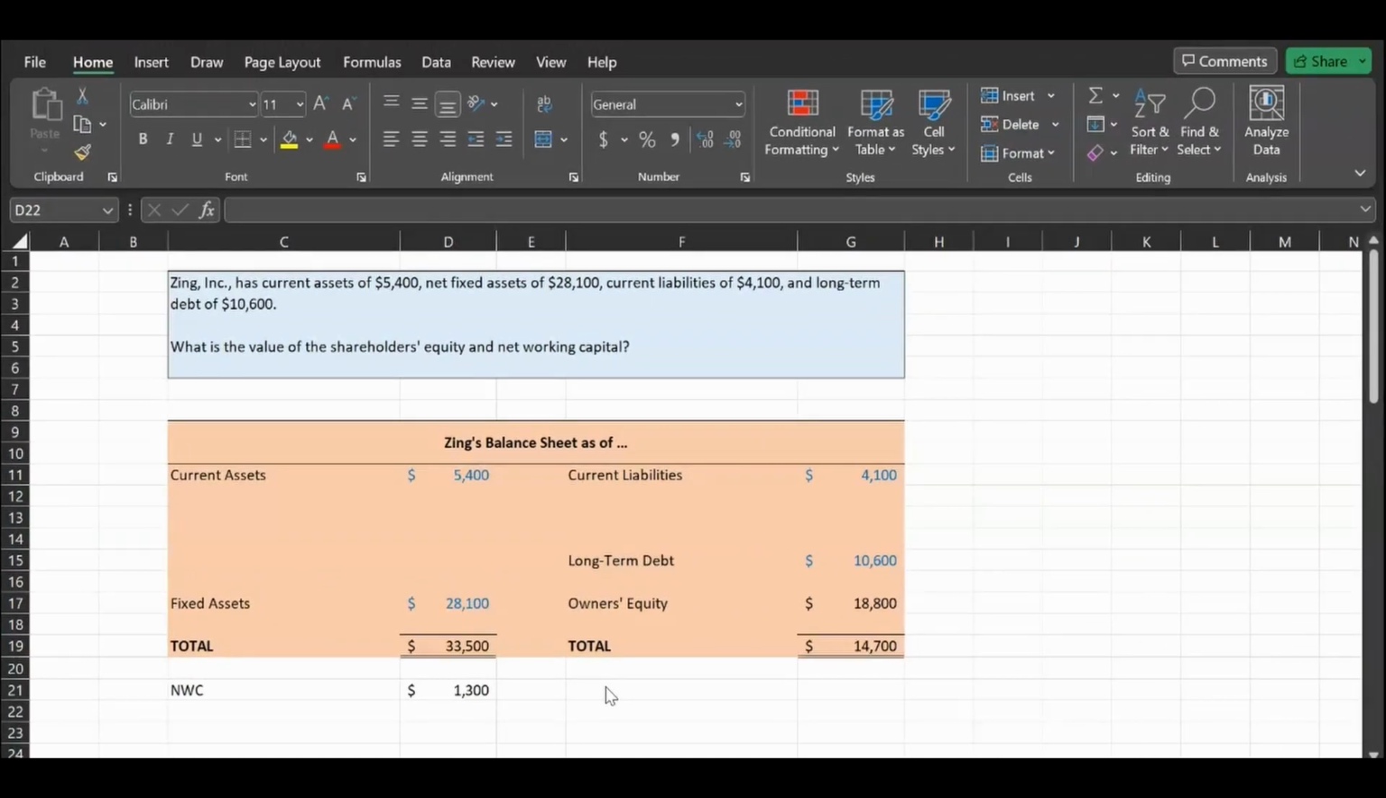So there you have it. A quick video on how to build a very basic balance sheet, on using the balance sheet identity to calculate shareholders' equity, and on calculating net working capital using Excel.